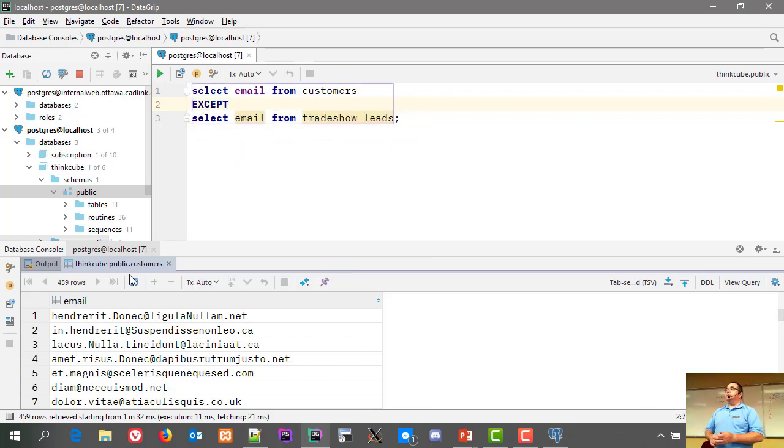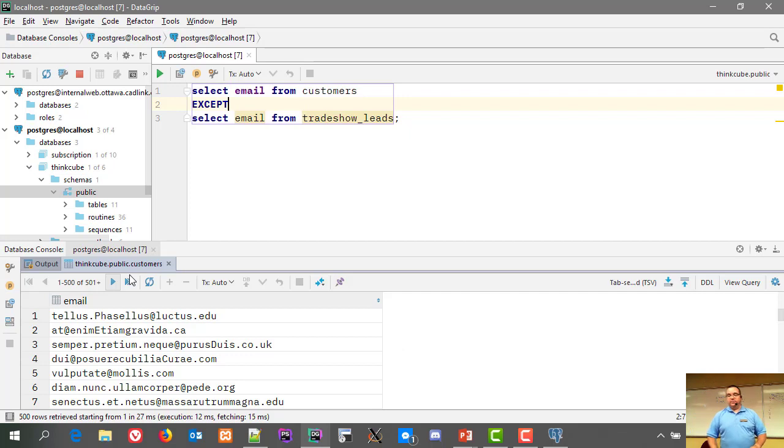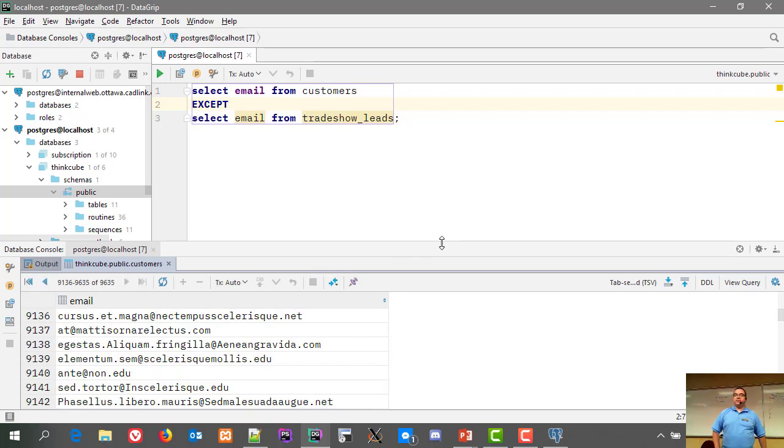The last set operator is except. Except is actually fairly easy to understand. It says, give me everything from query A except those you find in query B. So it's going to tell me, give me everybody who didn't go to my trade show that we've sold stuff to. So now if I run this all the way to the end, I got 9,635, which is essentially this number minus the other number.